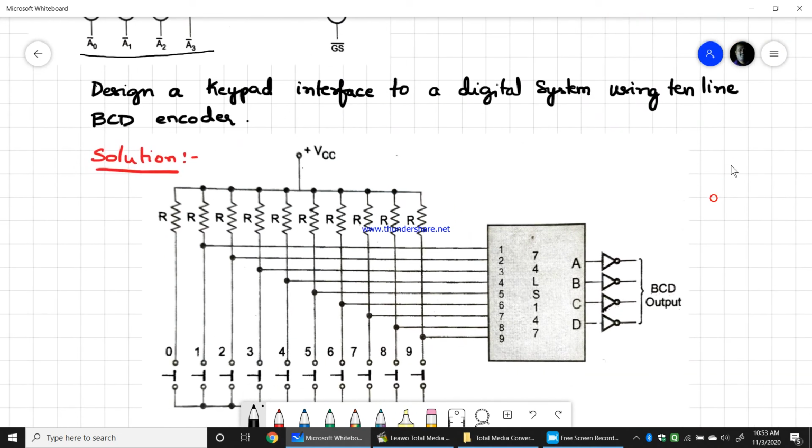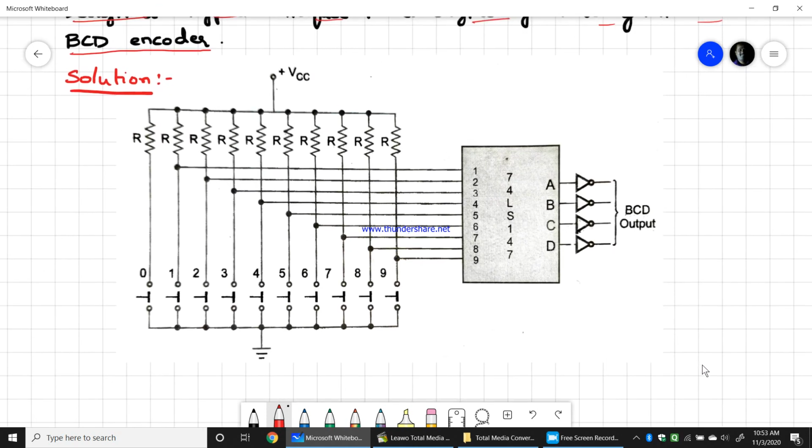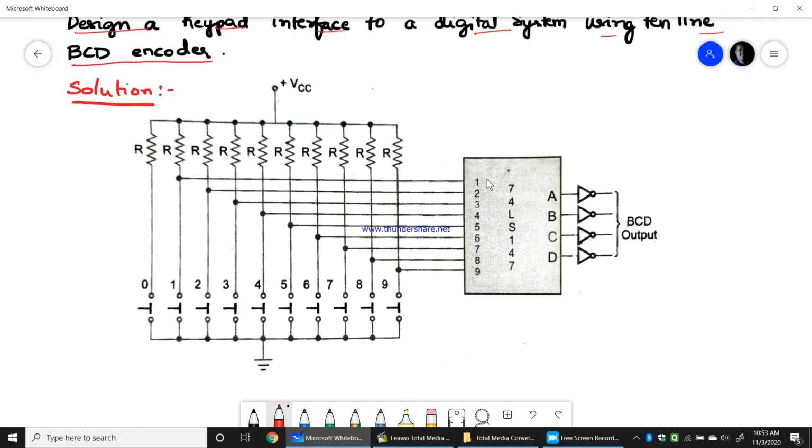The last question in encoders: design a keypad interface to a digital system using a 10-line BCD encoder. Okay, so design a keypad interface to a digital system using 10 line. It is the same problem that we have discussed even in the decoder. So what does it say? As even in the encoder IC you see all these pins are active low, these are all active low, and these are also active low.